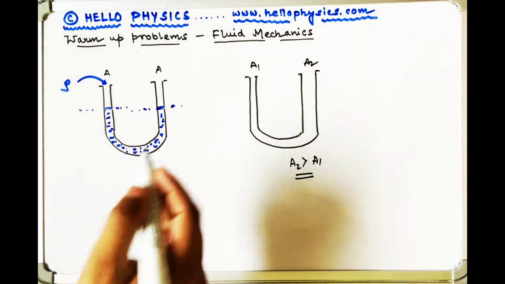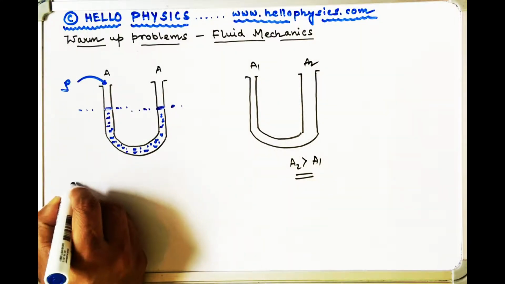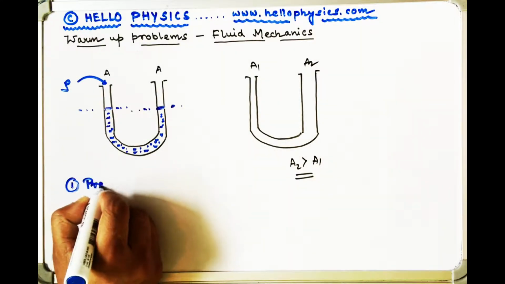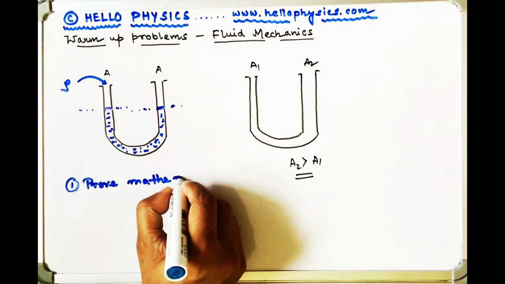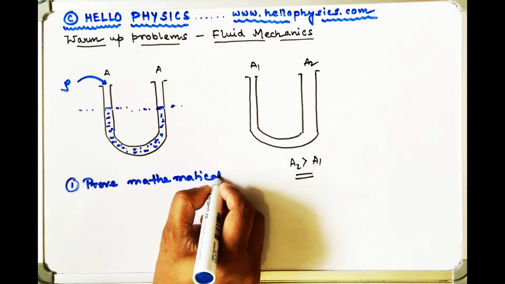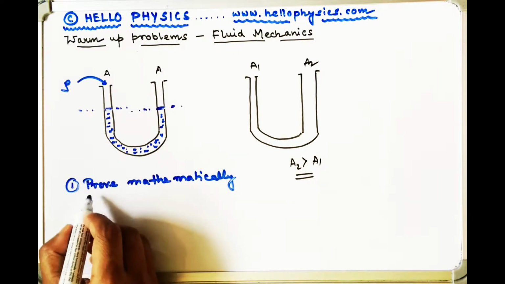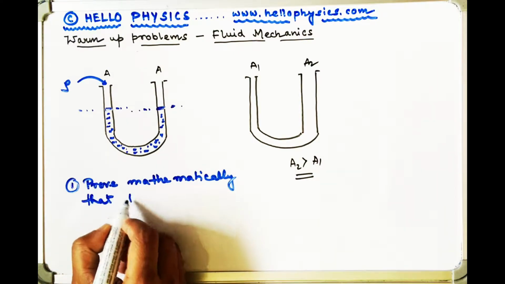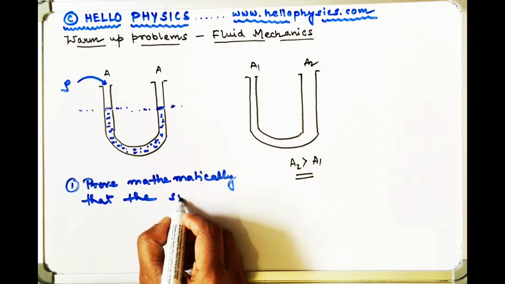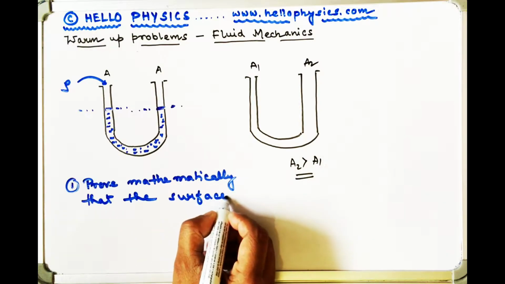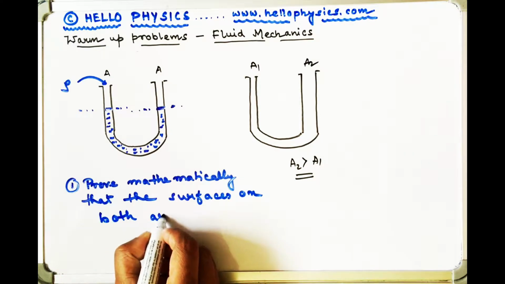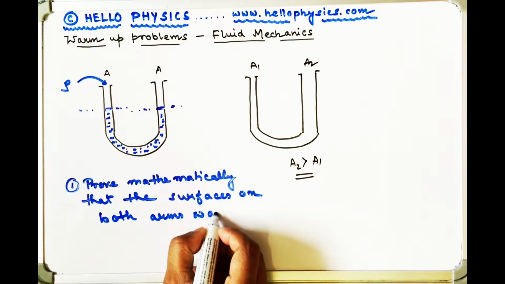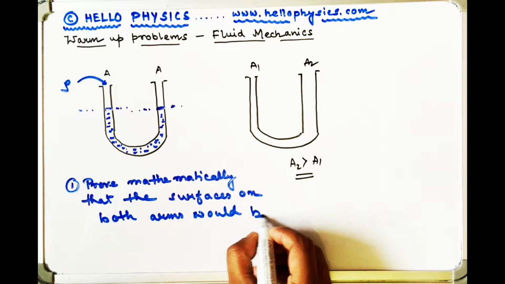Okay? Prove this mathematically. Let me write down the question over here. Prove mathematically that the surfaces on both arms would be at the same height.